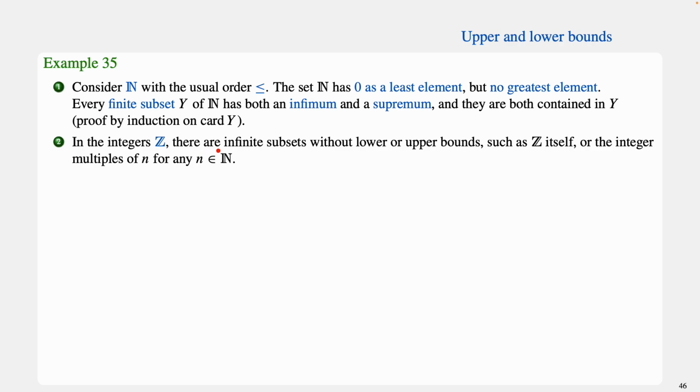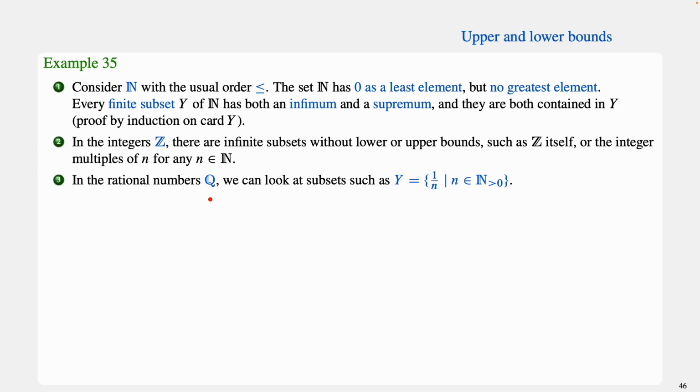In the integers, there are infinite subsets without lower and upper bounds, such as the integers themselves, or any integer multiples of some natural number. So the even numbers, or the multiples of 3, or the multiples of 4, or something like that. And you can think of many other examples of sets that have no upper or lower bound.